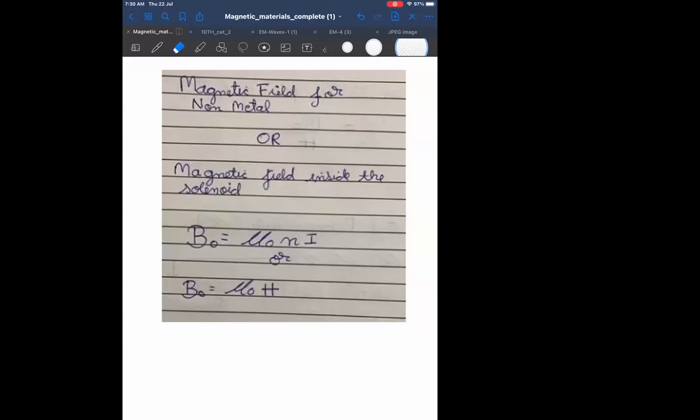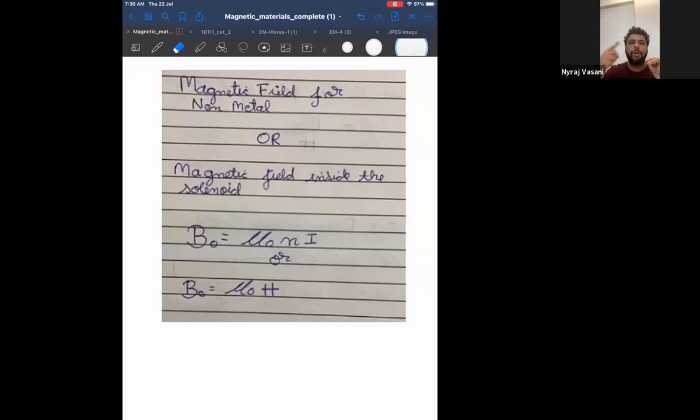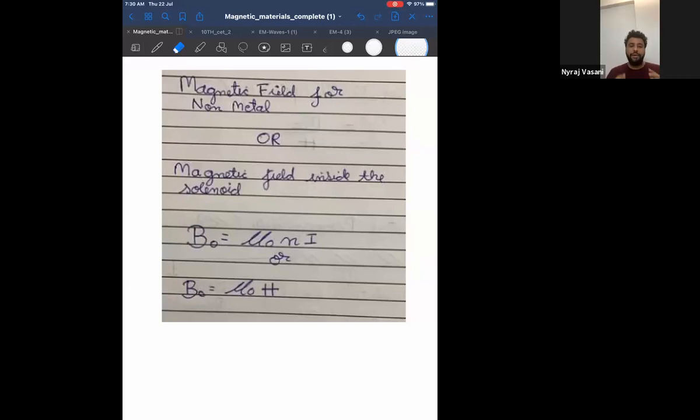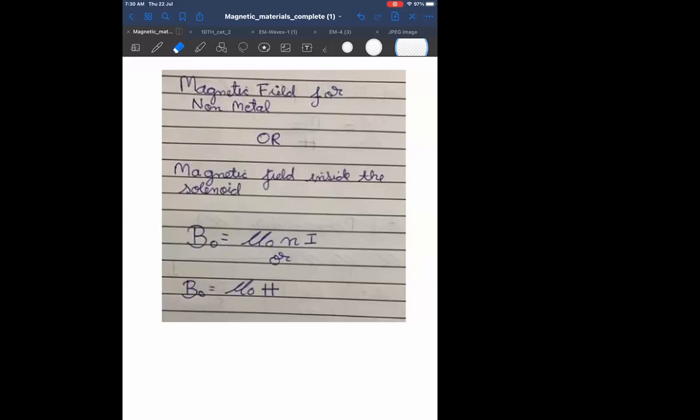A solenoid has a non-metallic core on which a wire or a metal is wound, correct? So can I say a solenoid consists of both metallic and non-metallic components? Think about it. It has a non-metallic core on which a wire is wound. Therefore, can I say a solenoid has a metallic plus non-metallic component? Yes, sir.